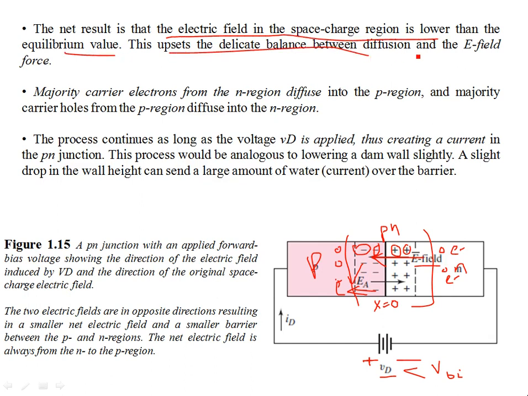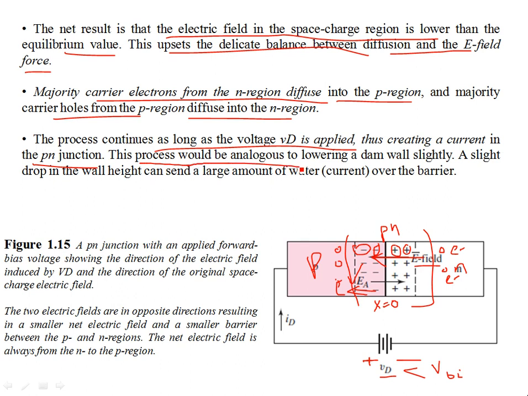Now this upsets the delicate balance between diffusion and the E field force. So majority carrier electrons from the N region now start diffusing into the P region, and the majority carrier holes from the P region diffuse into the N region. This process continues as long as the voltage VD is applied, thus creating a current in the PN junction. This current is due to the minority carriers on the other side now.